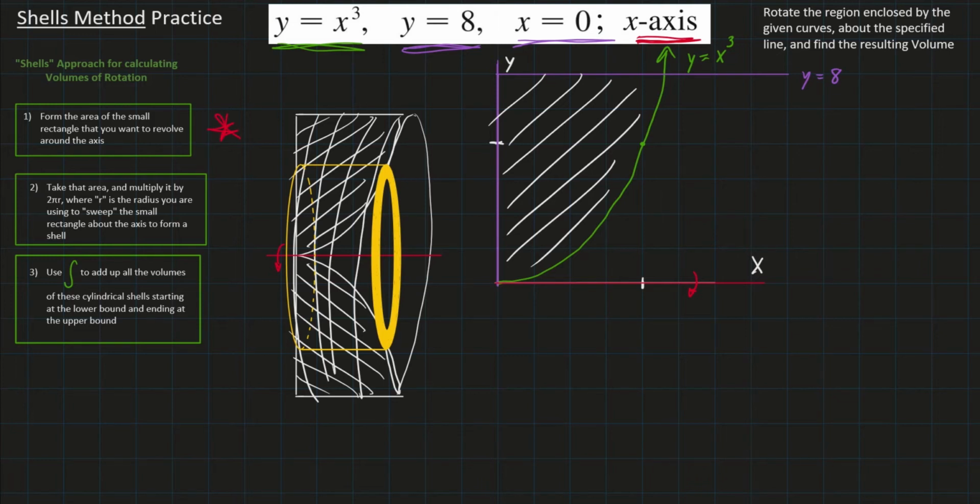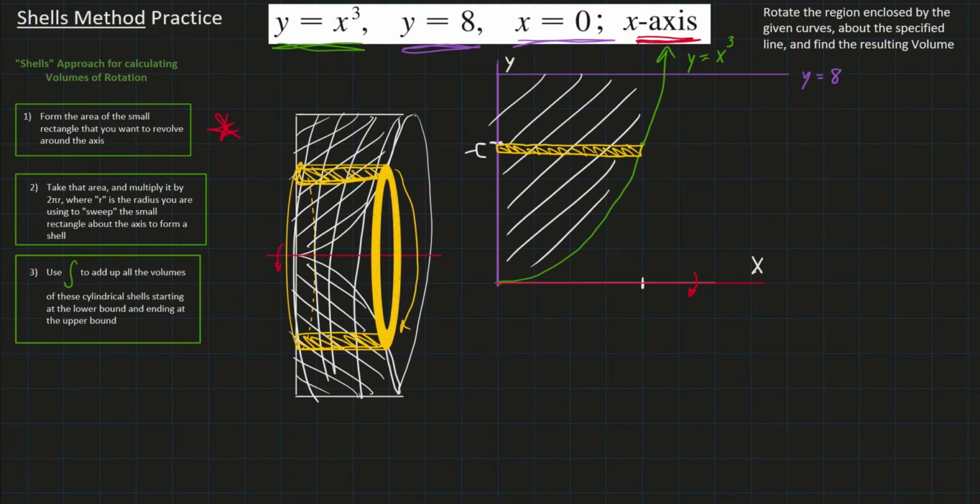So let's start thinking about our shell process here. In our model here, let's imagine one of those, the rectangle of the shell, and let's imagine rotating that rectangle around to make one of our shells. Okay, so on our main graph, this right here is going to be one of those small rectangles. So let's form its area. I always start with the width, because that's going to be the differential, either dx or dy. That's going to help me through the rest of my work to decide whether I need things in x or y.